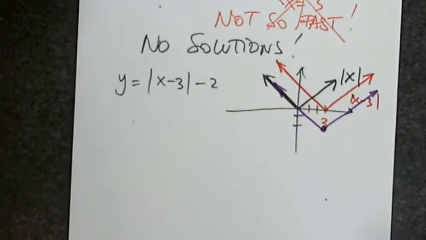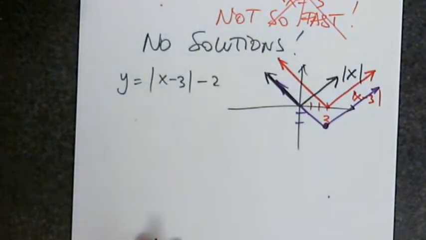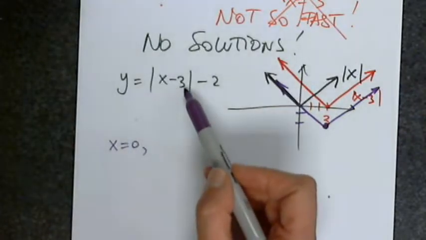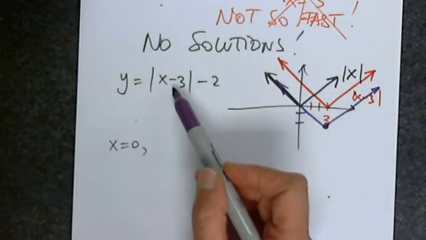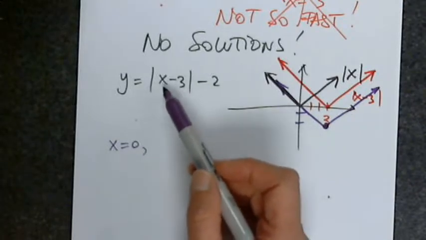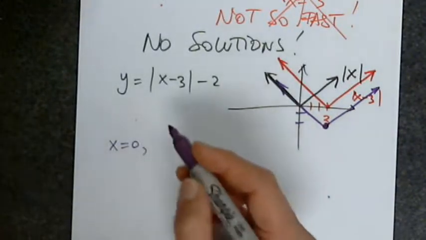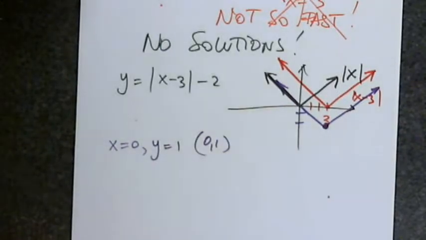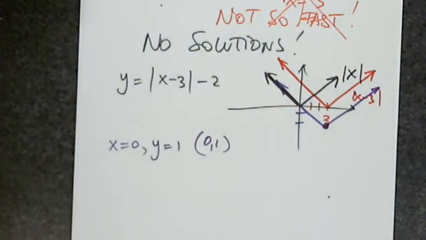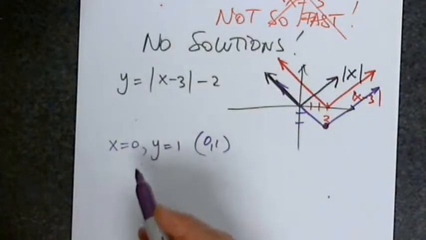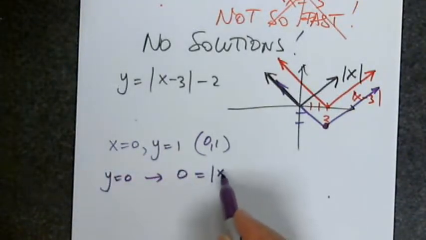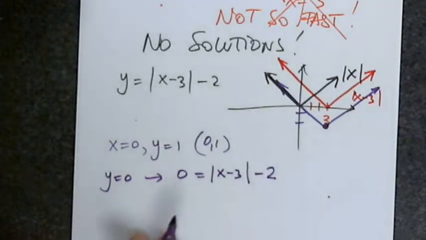Now, in order to be exact, I will have to find the x and y-intercepts. I will say when x is 0, 0 minus 3 is, I meant to say, negative 3, and absolute value is 3. 3 minus 2 is 1. So y equals 1. So 0, comma 1. And when y is 0, then I have 0 equals the absolute value of x minus 3 minus 2.